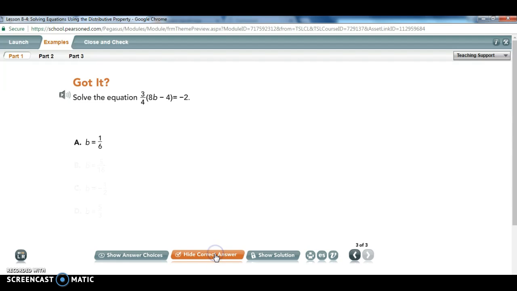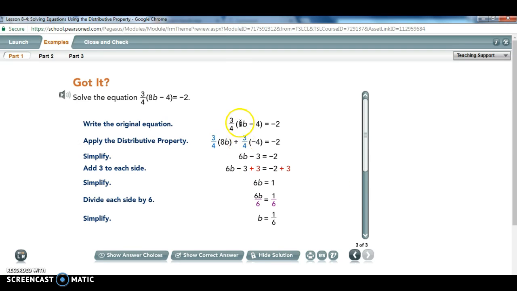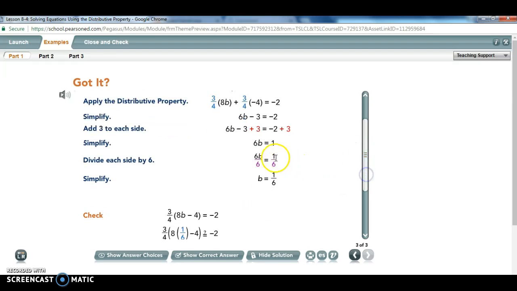The correct answer is A, b equals 1/6. And here's how we did it. You start off with the original problem, apply that distributive property, simplify. Then we got to get 6b by itself. So if we were subtracting 3, the opposite of that, or the inverse, is to add 3. Then we want b by itself still, so rather than multiplying by 6, we have to do the inverse and divide by 6. So when you divide each side, you'll get b equals 1/6.